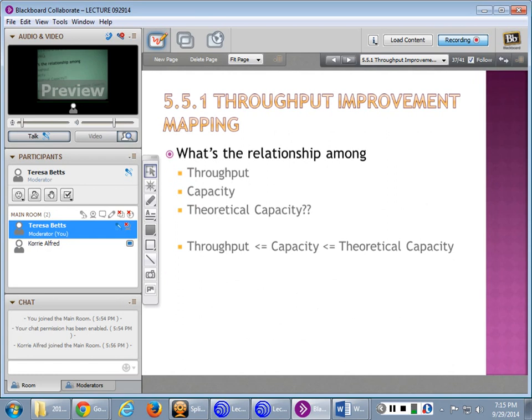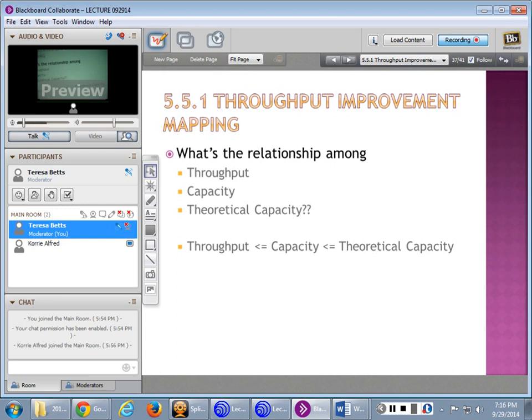So here's one that I ask you to include in your project because I want to make sure you understand how these three relate to each other: throughput, capacity, and theoretical capacity. Throughput is the actual of what you're really doing, right? How many units are you actually getting through in a process, units per time. Capacity is based on your current system, what you are capable of doing. And theoretical capacity is in the perfect world.